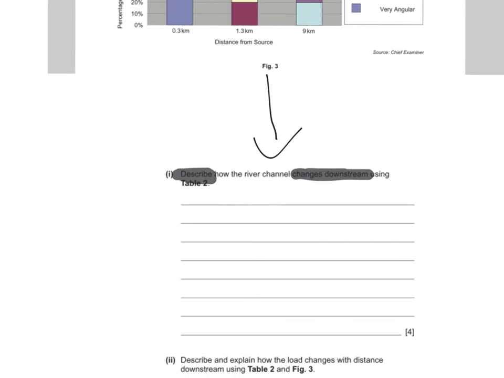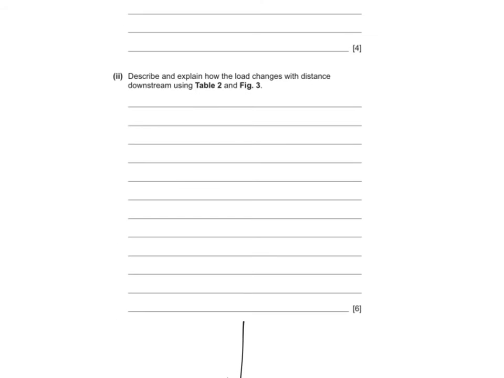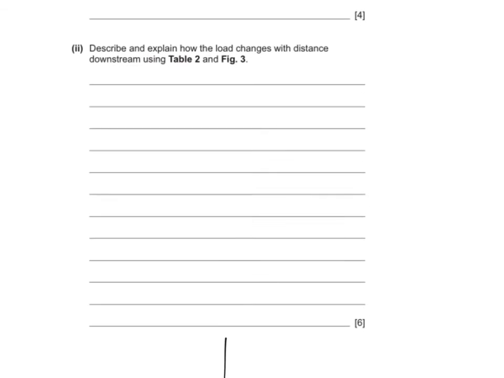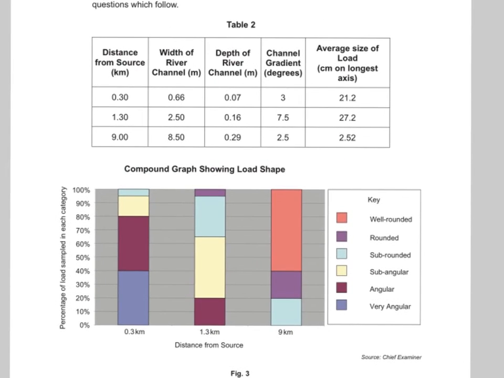Remember, this is a describe only question, so there's no need to explain or give reasons for this. Second question here: describe and explain how the load changes with distance downstream using both table 2 and figure 3. Two command words on this occasion. First one is describe, second one is explain. And again, this one is on load, so not focusing on the river.